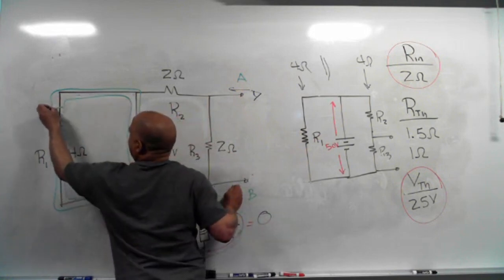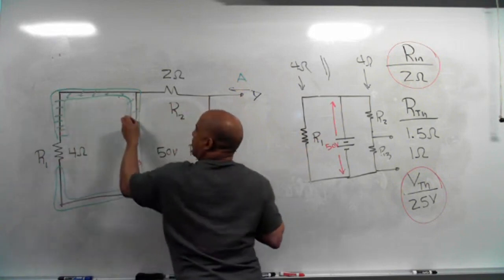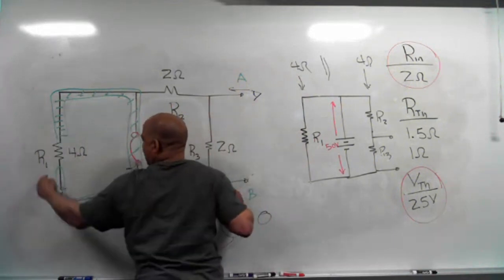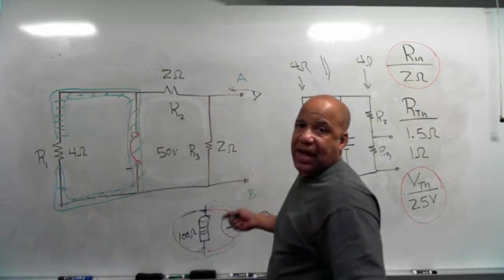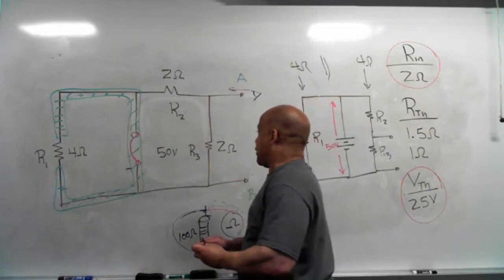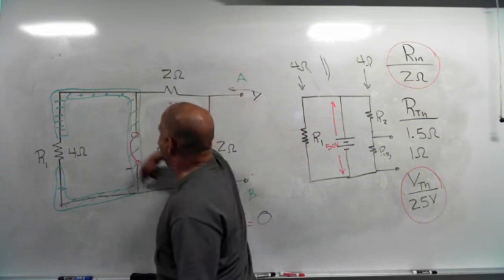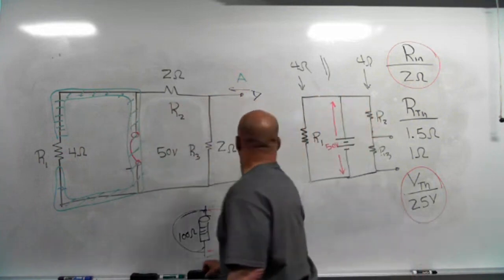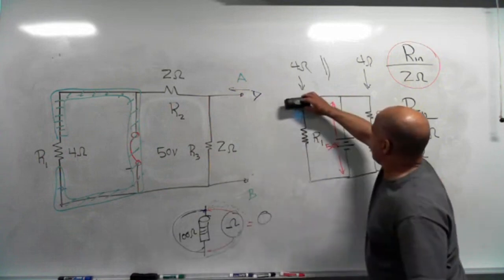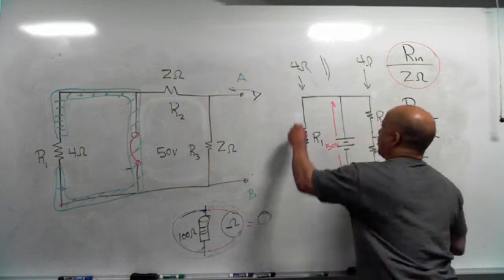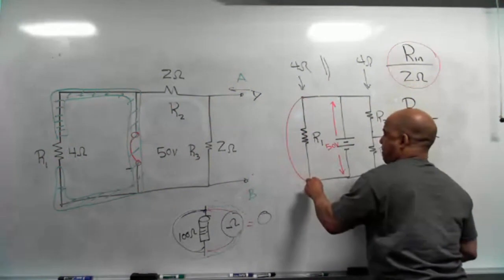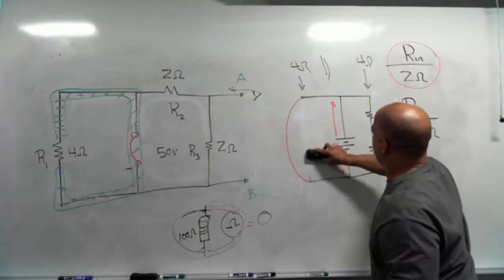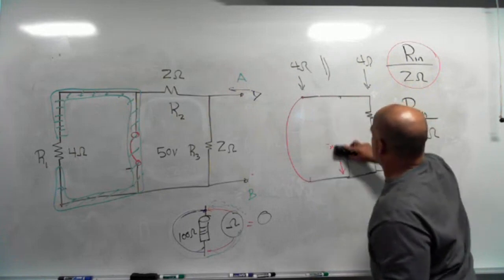This part that I'm shading in connects the top of R1 to the bottom of R1, so it's shorted out. It's not in the circuit. You might as well just erase it and put a wire there. The actual circuit, looking this way, if I short this out, it's like this resistor's not there.